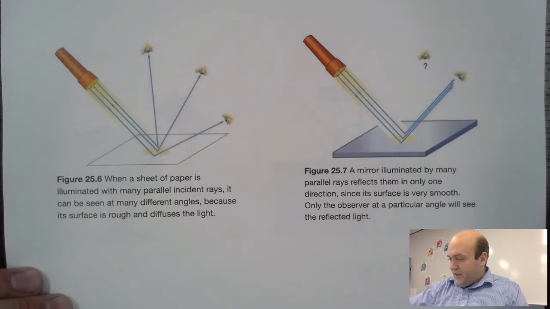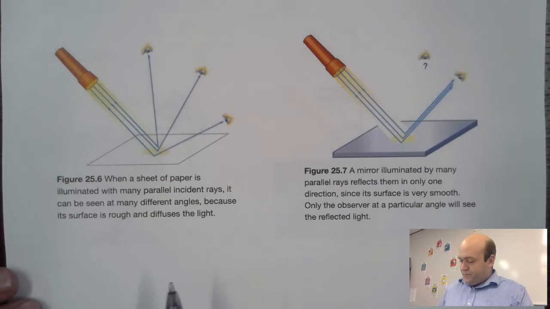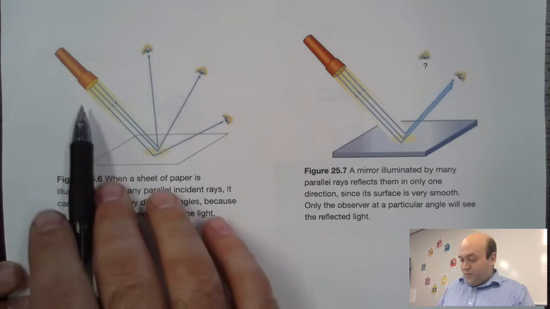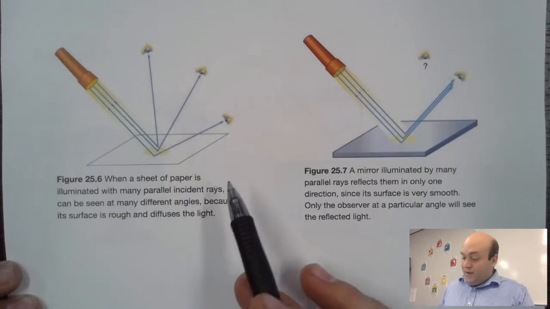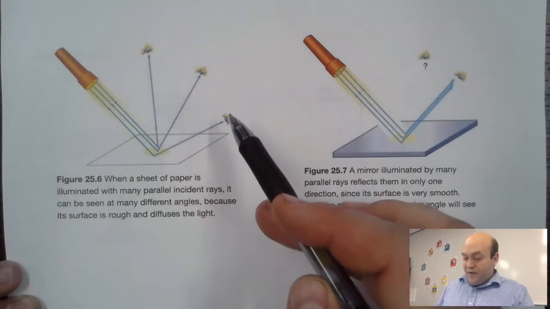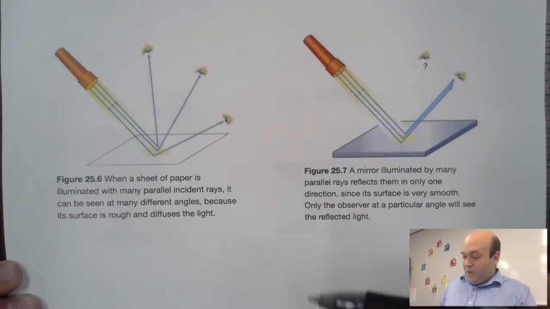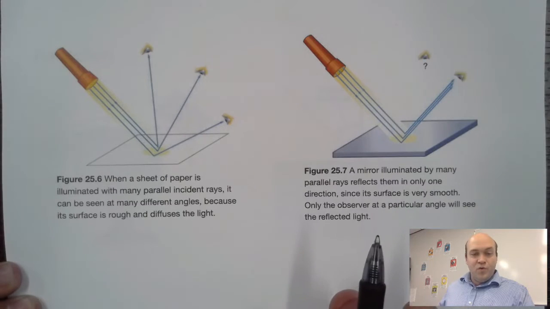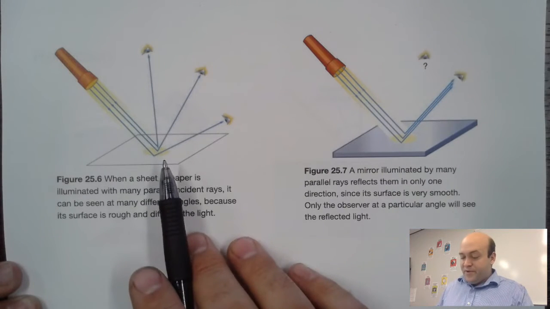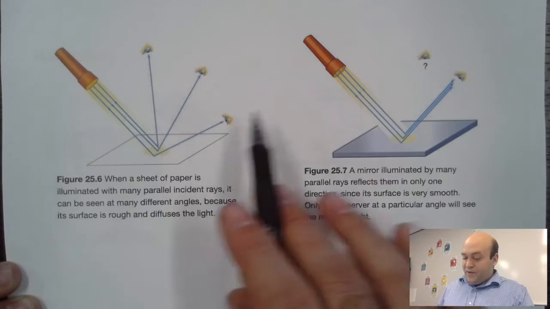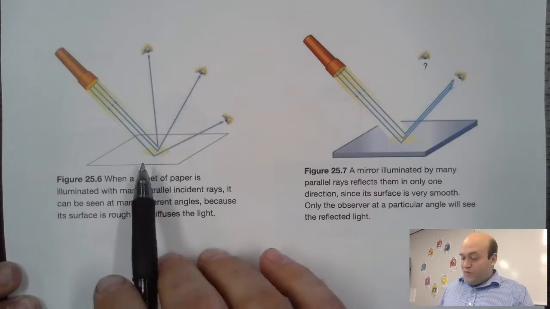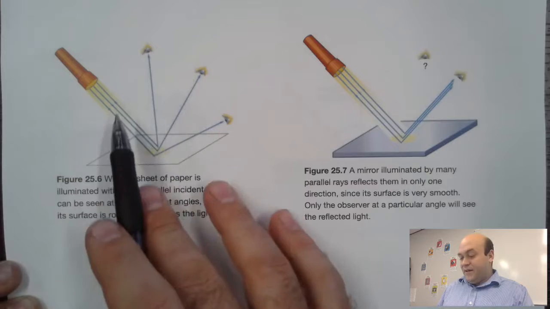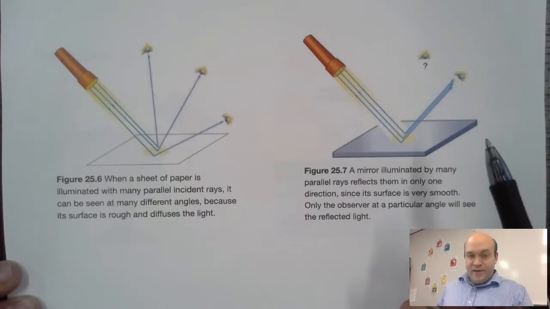Another example of that, we've got a sheet of paper here, and if you're in a dark room shining a flashlight onto a sheet of paper, it doesn't matter who's standing around it, everybody's going to be able to read that paper, because the paper is not perfectly smooth. It's not going to be like a mirror image off the paper, so that light is going to reflect at different angles. Everybody standing around is going to get some of that light, and they're going to be able to see what's on the paper.